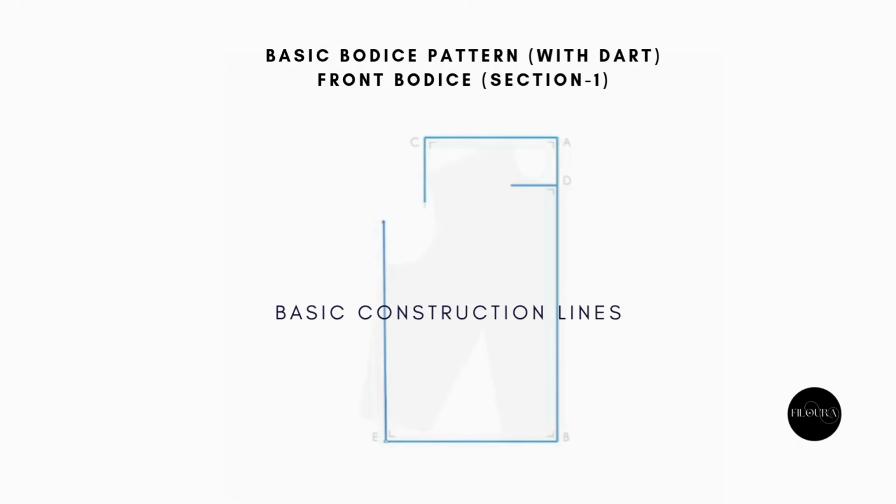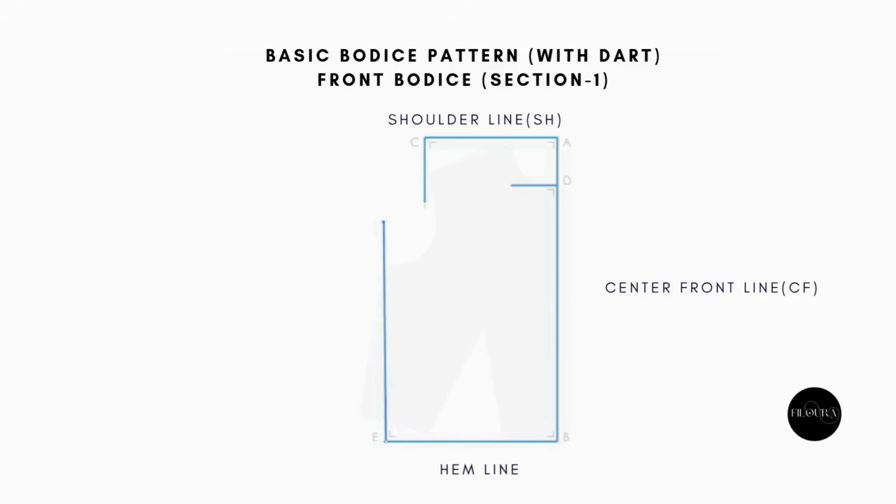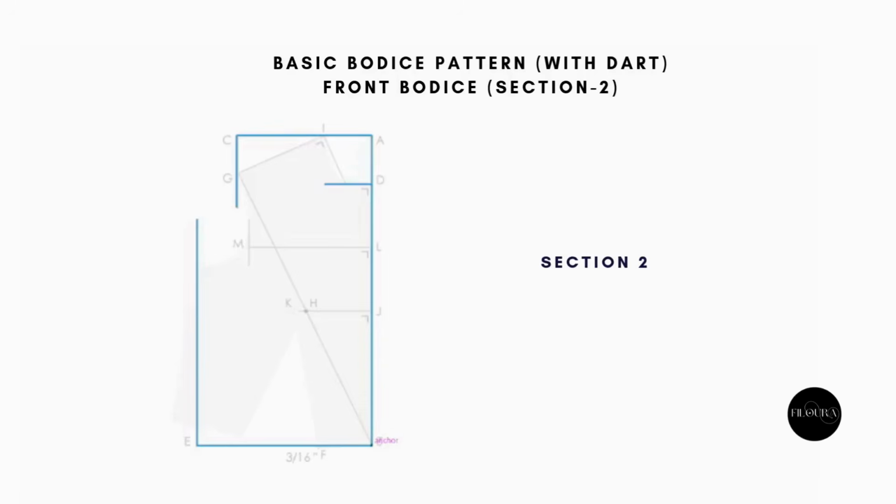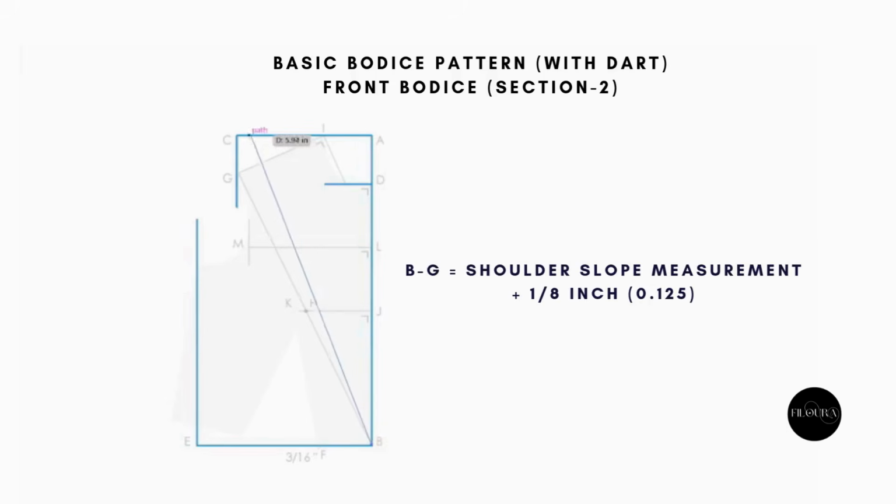At this stage, you can clearly see the basic construction lines required to draft the pattern. You now have the center front line, shoulder line, hem line, side seam line, and neck guideline in place. Now let's move on to section 2. First, draw B to G, shoulder slope measurement plus 1/8 inch.